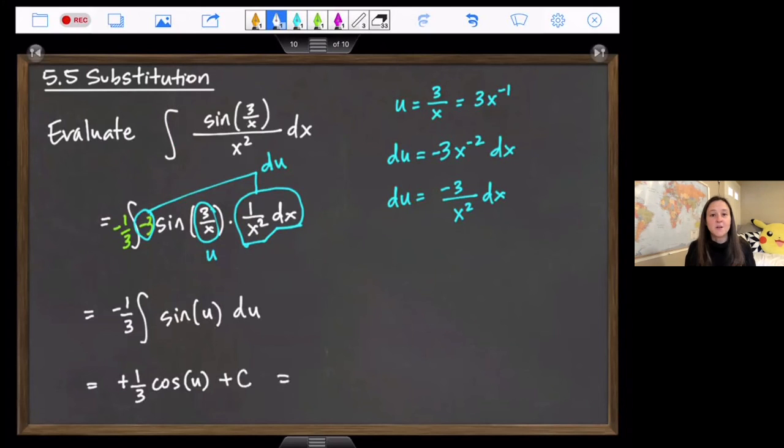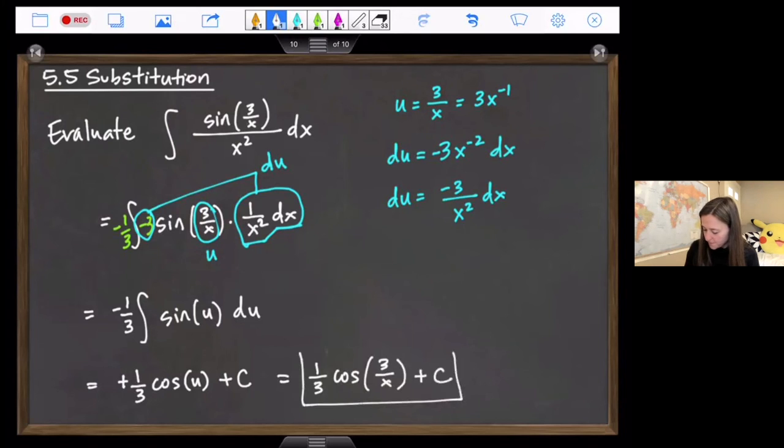And then we'll just plug our u back into our cosine function. So +1/3 cosine of 3 divided by x plus c. More examples to come when we get together in Zoom.